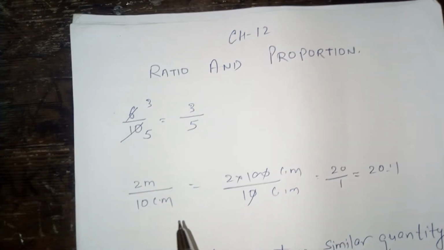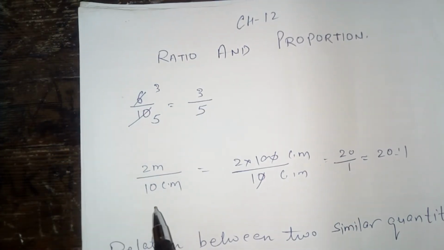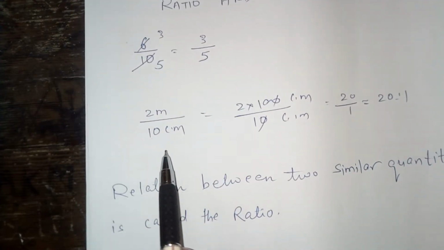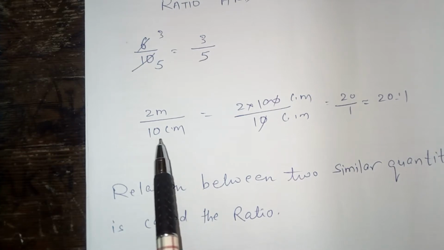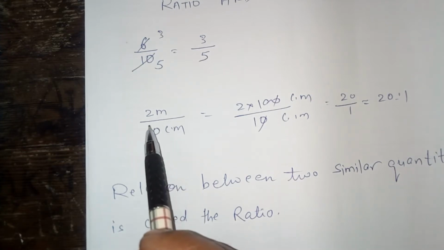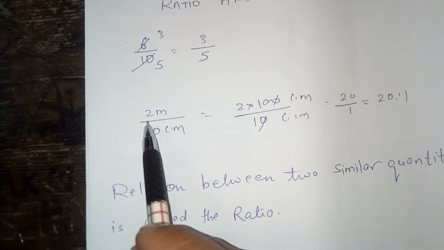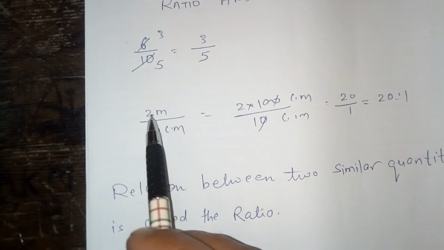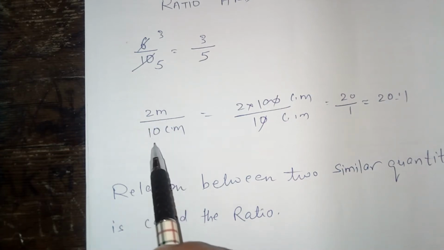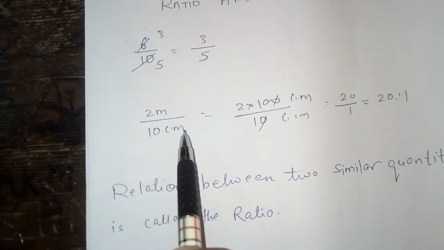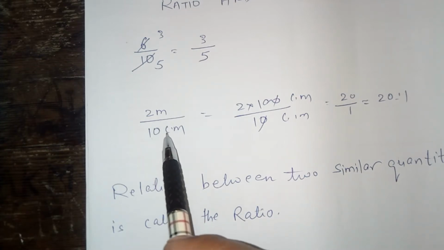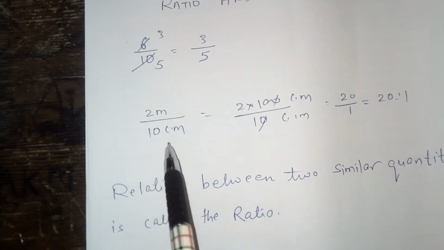Okay, again, how can you find the simplest form of 2 meter upon 10 centimeter? My dear students, we cannot take out the simplest form of 2 meter upon 10 centimeter, because 2 is in meter and 10 is in centimeter. So how can you find it? What will you do?